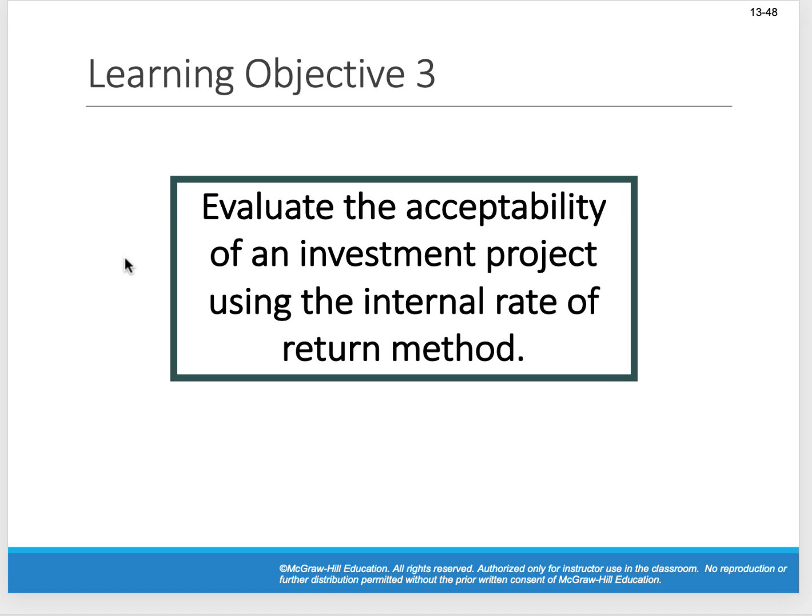Relatively inexpensive. I think they're anywhere between $30 to $40, and I imagine there's probably cheaper ones out there. But if you're going to take finance, I'd look into a financial calculator. Probably will help you out. Anywho, let's look at the internal rate of return.